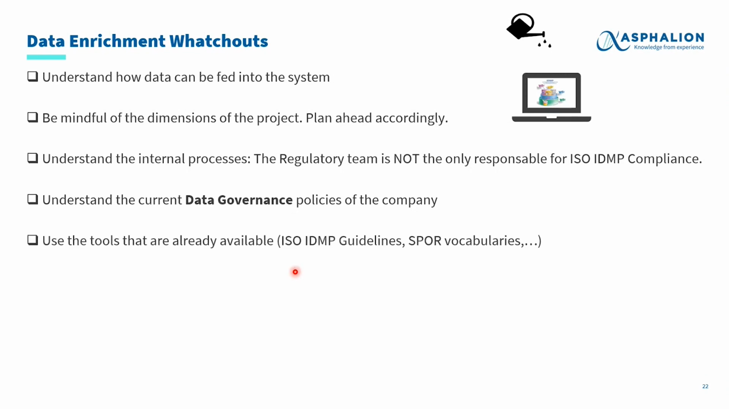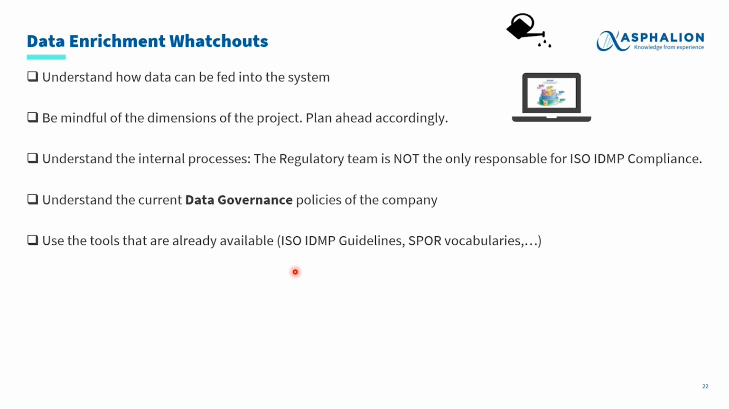Next, we have to keep in mind to use the tools that we already have. We need to work smart but not hard. We don't have to reinvent the wheel. We already have the ISO IDMP guidelines. We have chapter 2, which is super useful. It has all the information on the fields, the format, and whether it's mandatory, conditional, or not. It's fantastic. You have all the information, which is great for ISO IDMP enrichments.